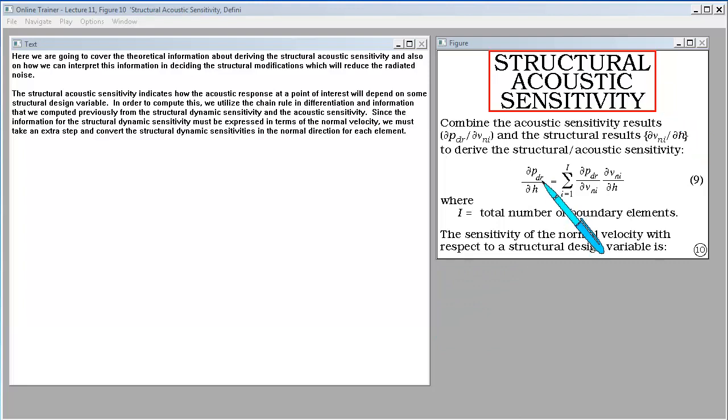The structural acoustic sensitivity indicates how the acoustic response at a point of interest will depend on some structural design variable. In order to compute this, we utilize the chain rule in differentiation and information that we computed previously from the structural dynamic sensitivity and the acoustic sensitivity. Since the information for the structural dynamic sensitivity must be expressed in terms of the normal velocity, we must take an extra step and convert the structural dynamic sensitivities in the normal direction for each element.